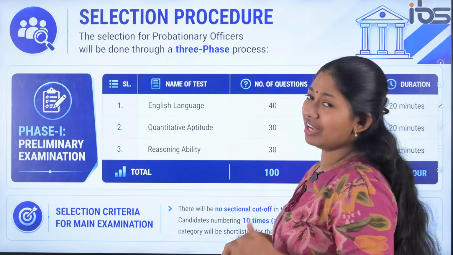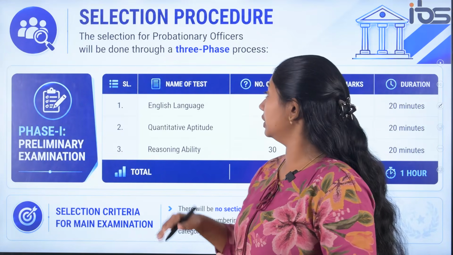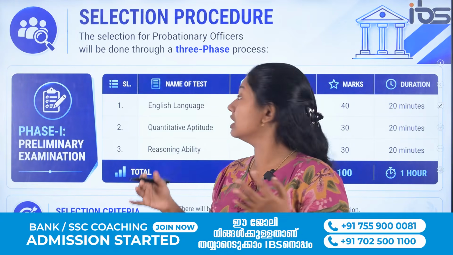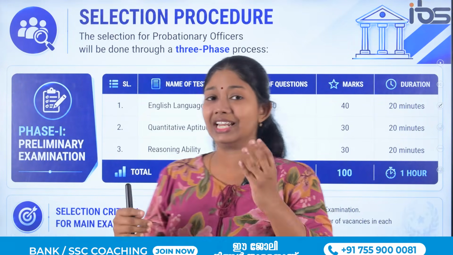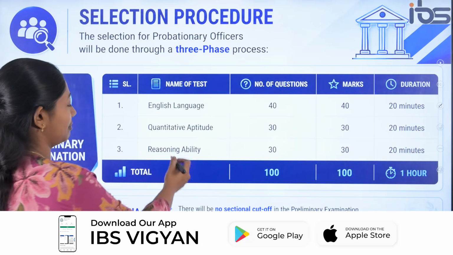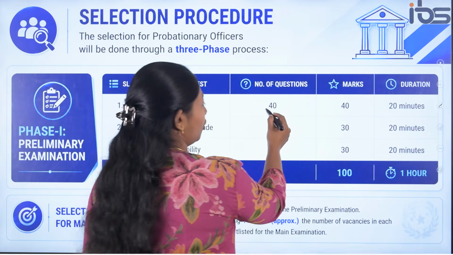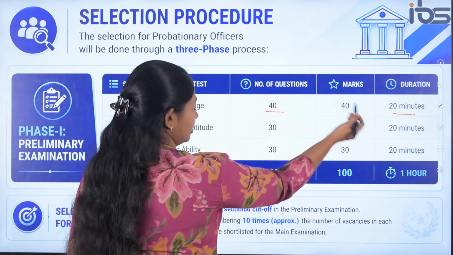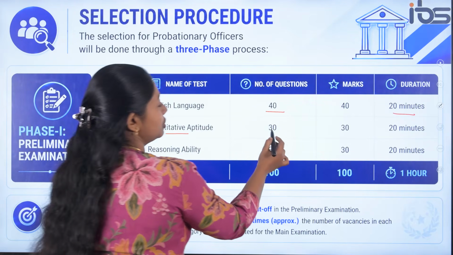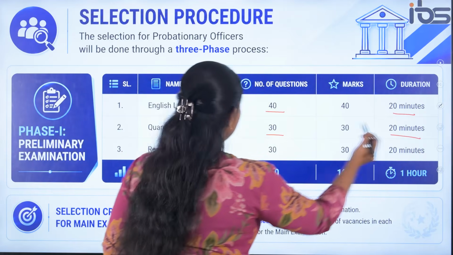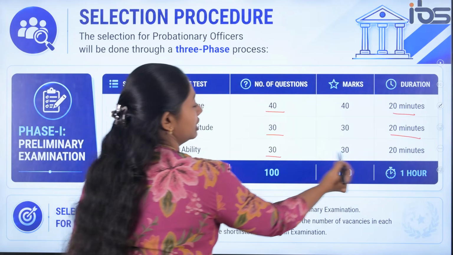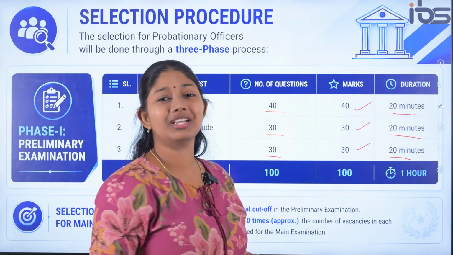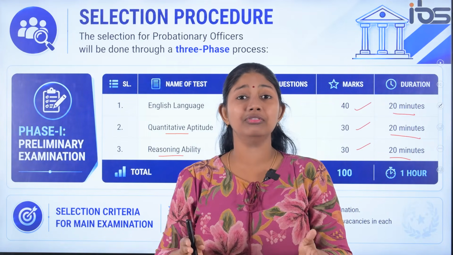First, we have already discussed the selection process in our notification video. For the prelims we have 3 sections: English language, quantitative aptitude and reasoning. English has 40 questions in 20 minutes, with sectional timing. Quantitative aptitude has 30 questions in 20 minutes, and reasoning ability also has 30 questions in 20 minutes. Each question carries 1 mark, and the total time is 1 hour.